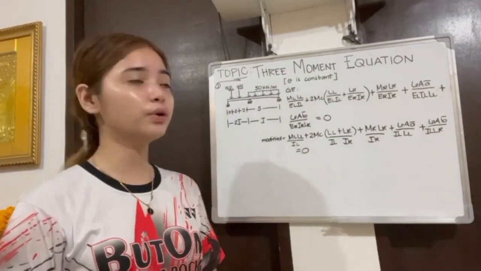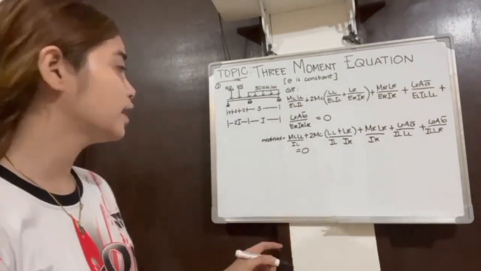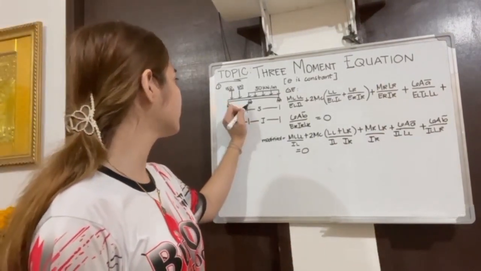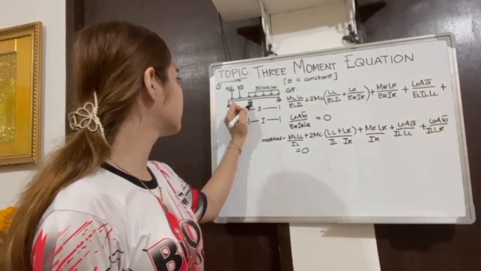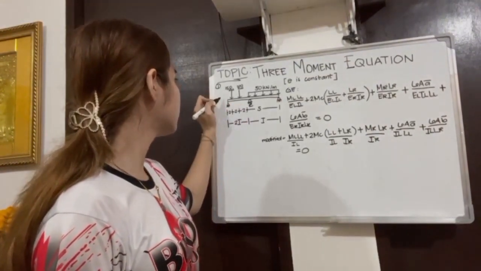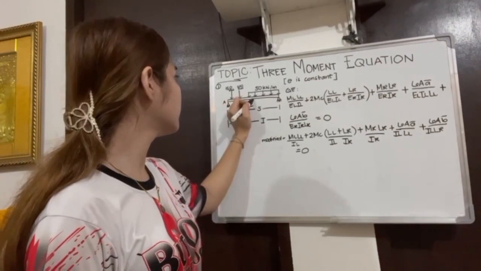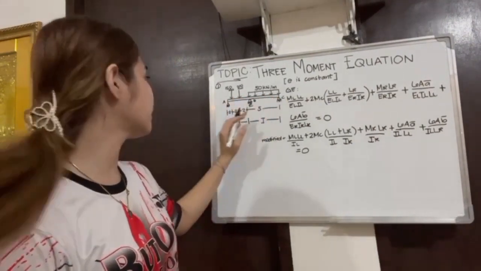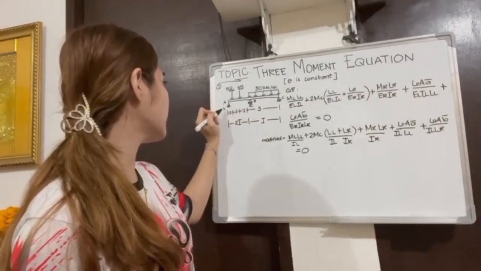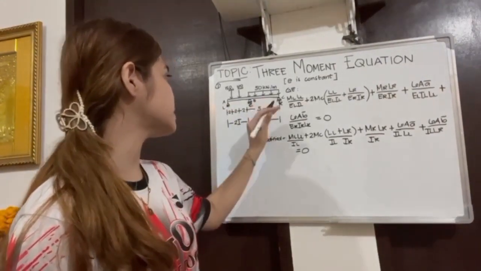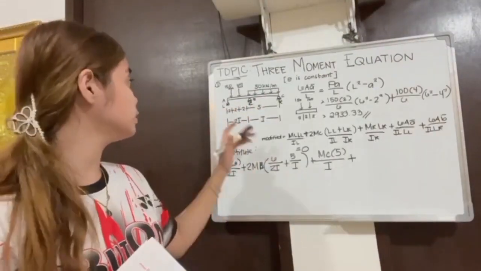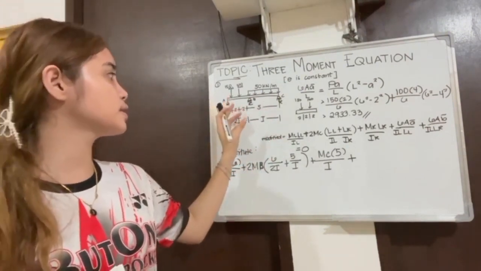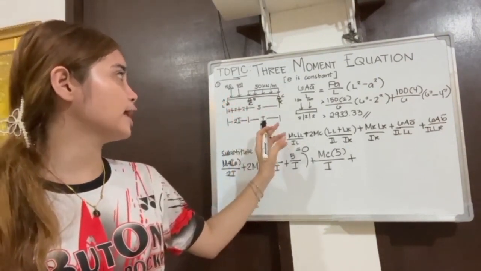So, first thing to do is mag-indicate ka kung asa imong center, imong right, o ang imong left. So, mag-center na diri. Kunwari, this is A, this is B, and this is C. So, dito sa B mag-center, ang left is atong A, ang right is ang C. Pagkahuman nimo ma-indicate ang imong left, center, ug right, imo i-substitute ang mga values diri sa imong modified nga equation.